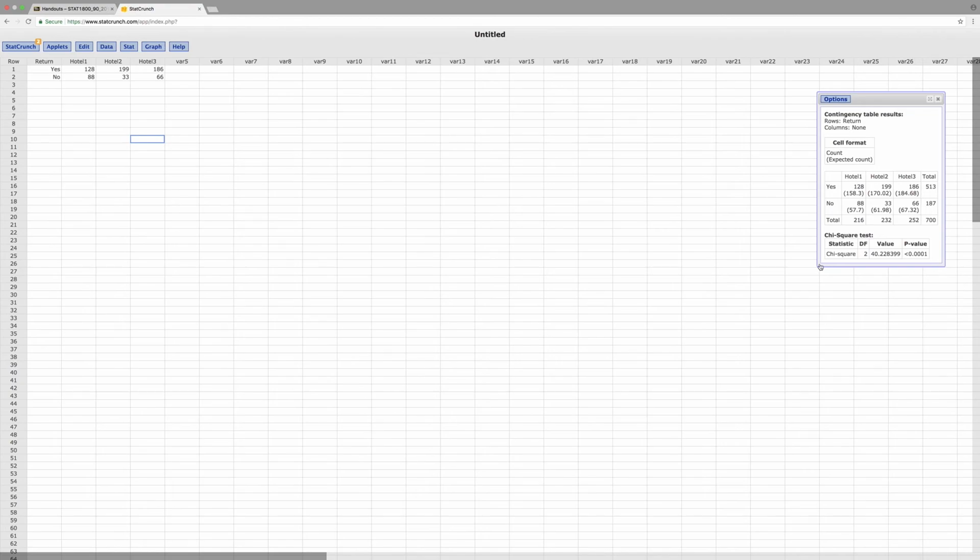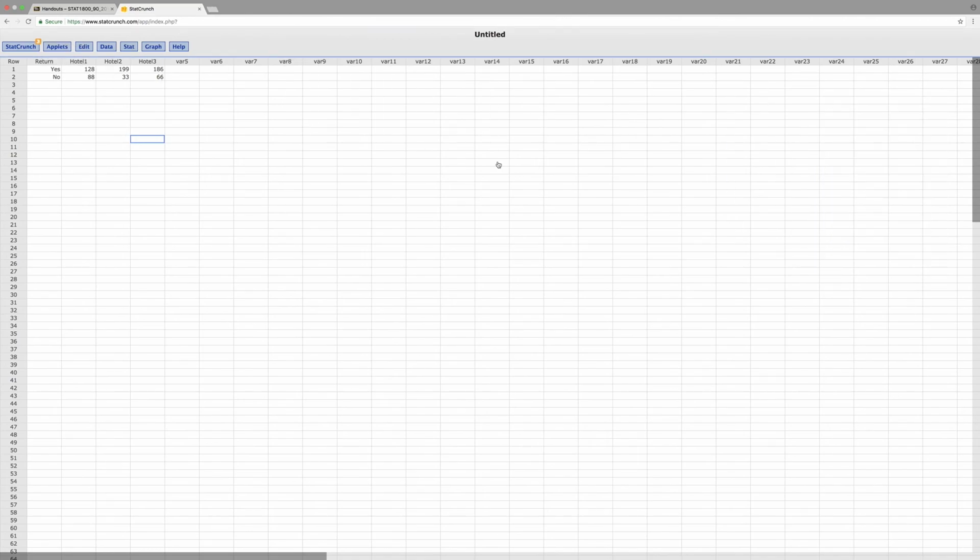So, gang, our chi-square statistic is 40.23. And I'm going to write that down over here. 40.23. Well, let's just call it 228. And our p-value is extremely low. So we do conclude that there's a difference in at least one pair of proportions. So, you know, if I wanted to get into which pair of proportions it actually is, I could go in and look at the pairs.